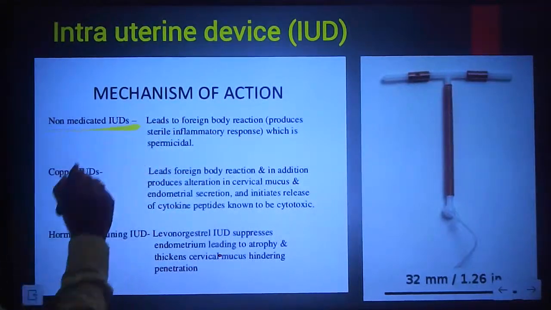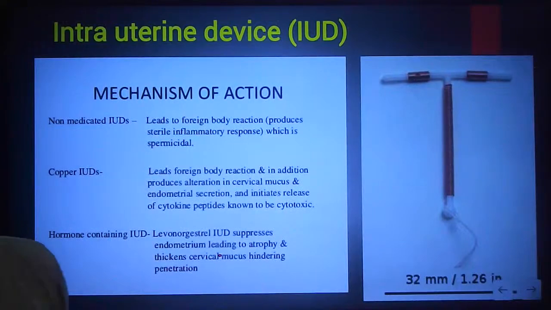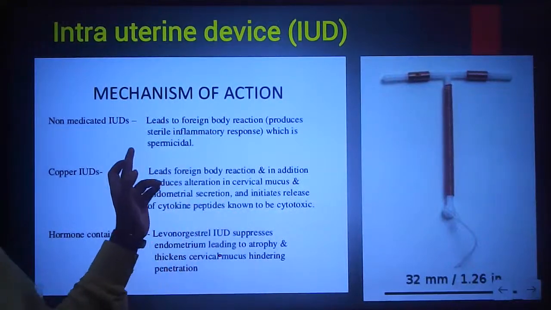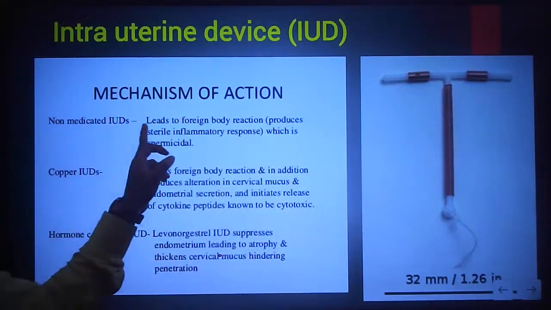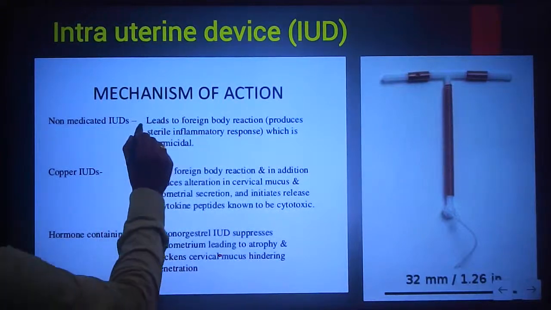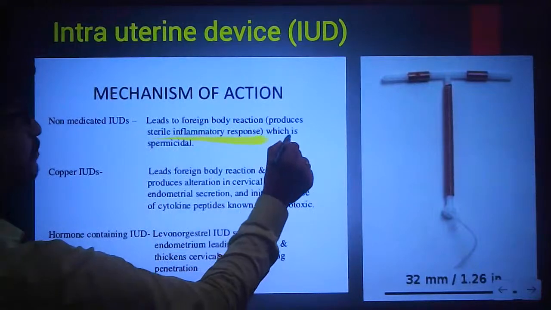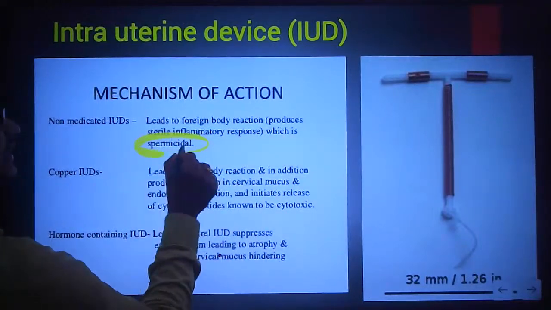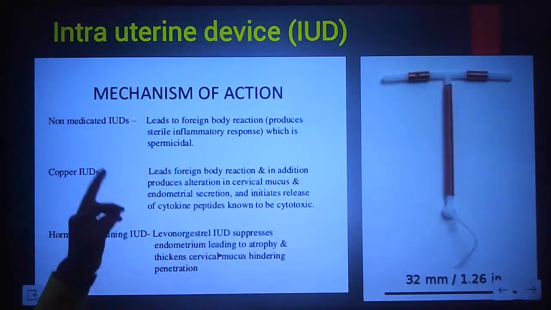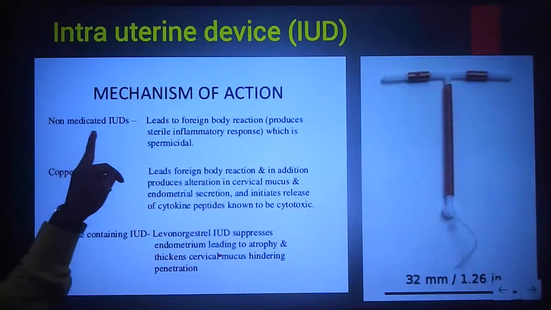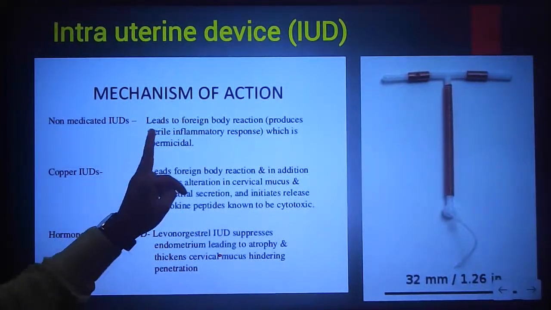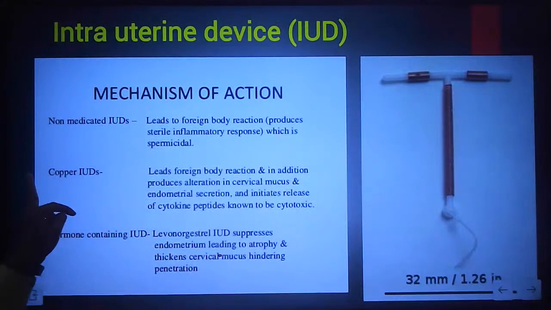Example for non-medicated IUD, you are correct: Lippes loop. Lippes loop is an example for non-medicated IUD. The principle leads to a foreign body reaction which produces a sterile inflammatory response, which is spermicidal. Cidal means killing, which kills the sperms. Lippes loop you can take as an example.